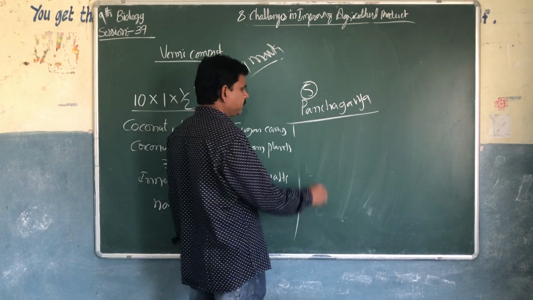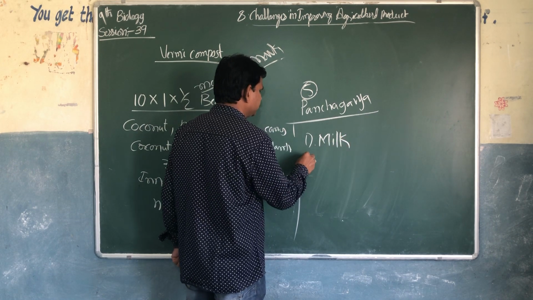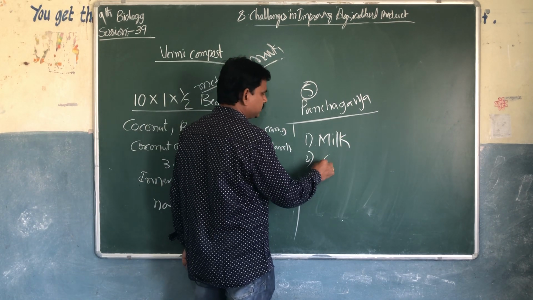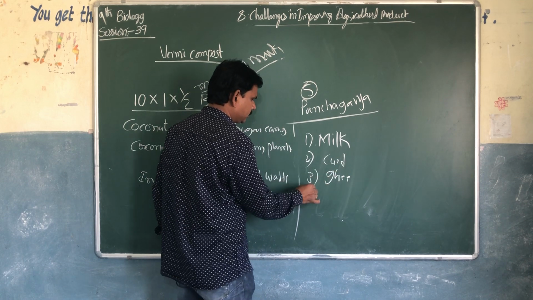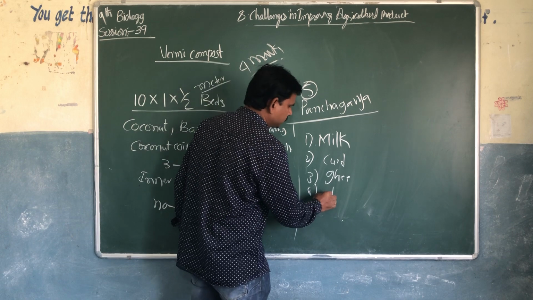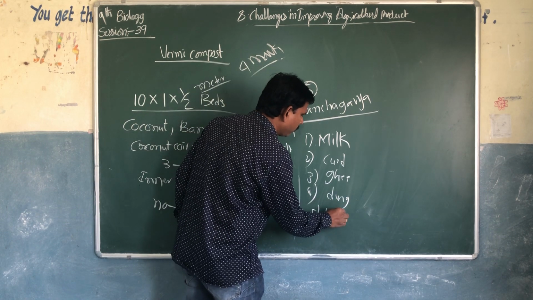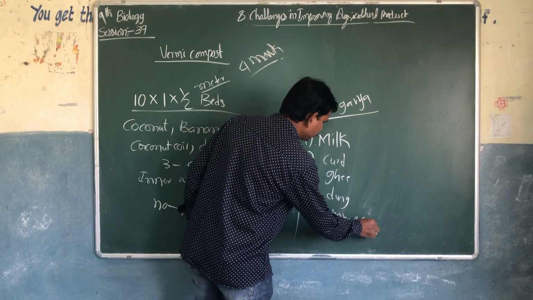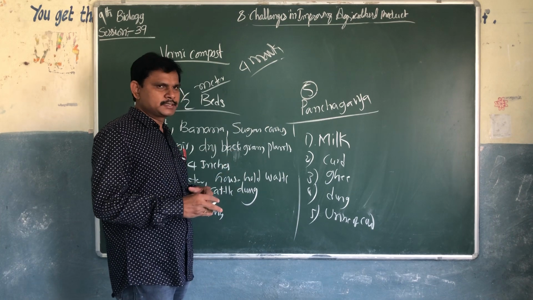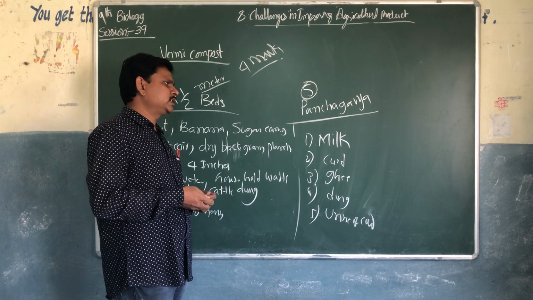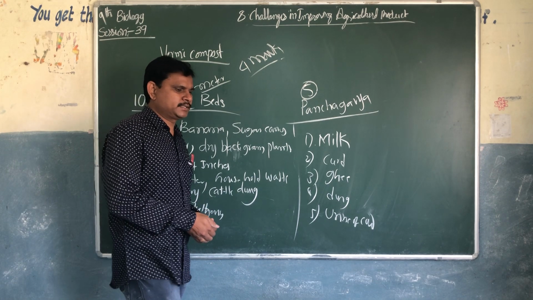How to prepare this Panchagavya? There are 5 ingredients in Panchagavya. One is milk, second is curd, third is ghee, fourth is dung, and last is cow urine. 5 ingredients. They mix properly, stir it, and prepare it like a pesticide.